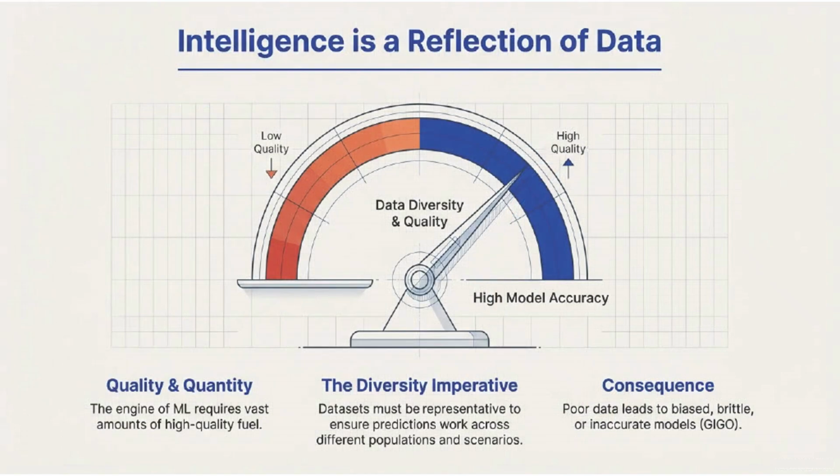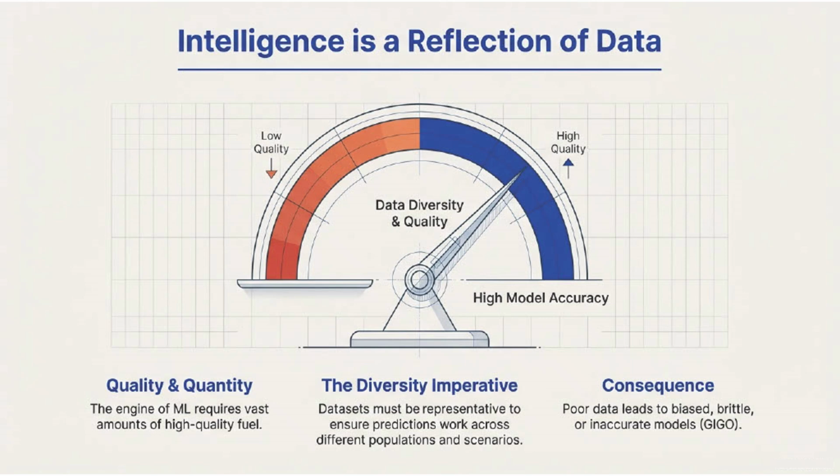Intelligence is a reflection of data. This is, I would argue, the most important slide for anyone actually trying to build these systems. Yeah. You see this gauge, like a speedometer, pointing from low quality to high quality. Right. It says high model accuracy is only possible with high quality fuel. But what defines quality here? Is it just about having a lot of data?